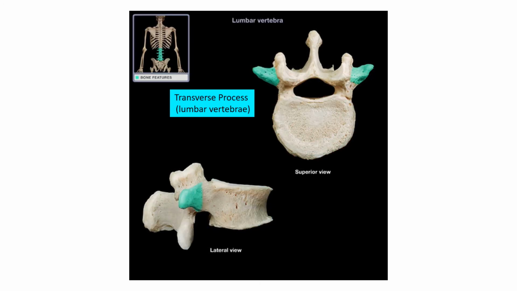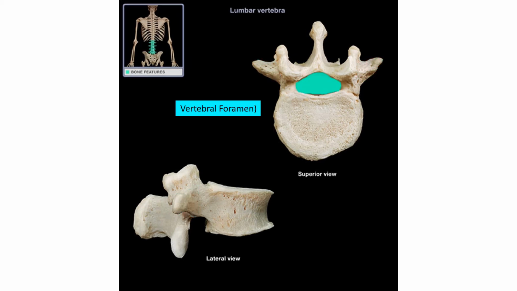Do you know what this green structure is? It is pointing lateral, and it is rather short and thick. You can see it is thick when you look at the image to your left. At this point, we know that the body is larger, and the transverse process is shorter and thicker.